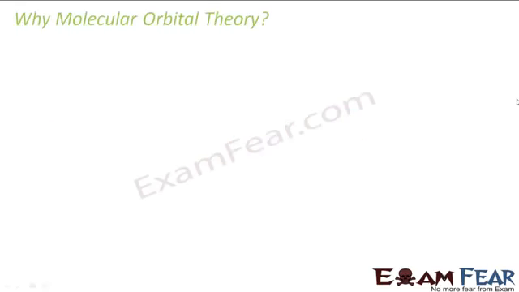Let's start with the molecular orbital theory, the last theory. The question is, why do we need to study this theory? We already have so many theories. We have learned the Lewis theory, the VSEPR theory, and the valence bond theory. Why do we need molecular orbital theory?